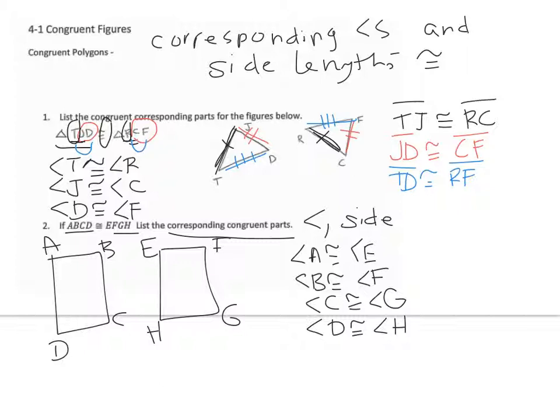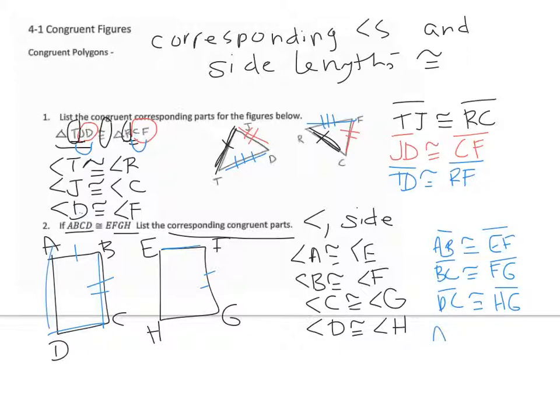Now I'm going to do the side lengths. So the side lengths, I would do AB, the segment, is congruent to EF, the segment. BC, the segment, is congruent to FG, the segment. And then DC is congruent to HG, just keep organized. And AD is congruent to HE. So make sure you're labeling the angles and the sides.